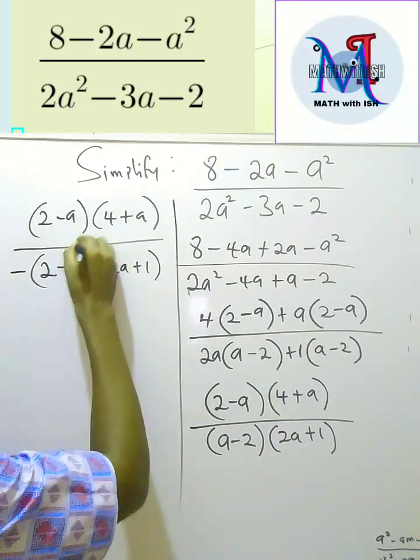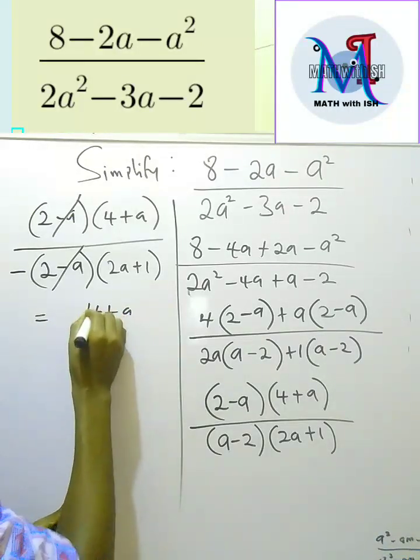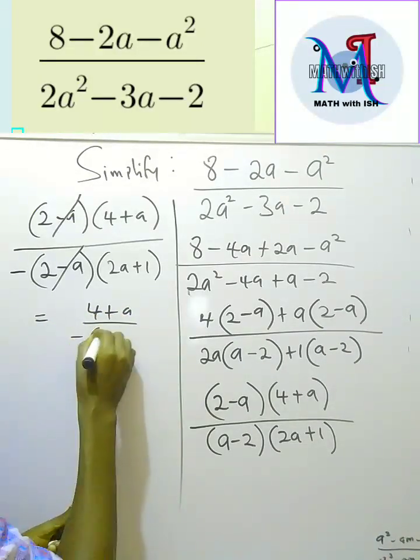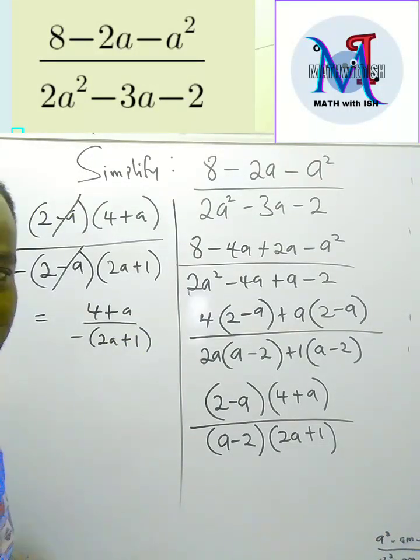So I can now cancel this out. I'm left with what? 4 plus a all over minus, 2a plus 1. So this is our solution.